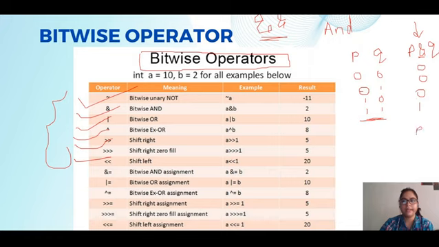And for P or Q, this is the representation of OR, bitwise OR. So if it is 1, 1, it will be 1. 1 and 0 will also be 1, which means that if either P is 1 or Q is 1, the output will be 1, else it will be 0. So 1 and 0 will be 1, 0 and 1 will also be 1, and 0 and 0 will give you 0. So this is the truth table of OR, and this is the truth table of AND.